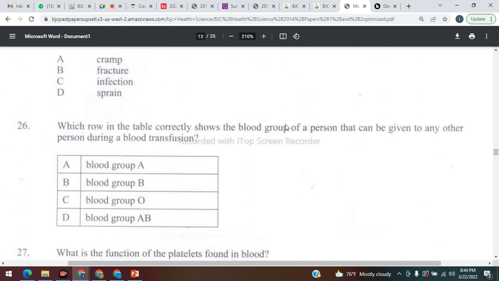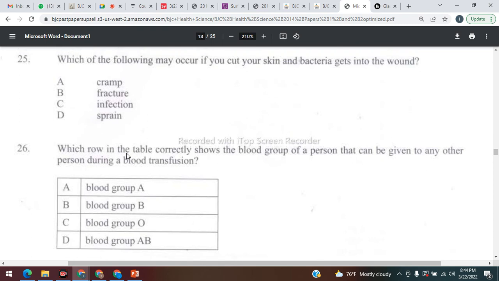Now, 26. Which row in the table correctly shows the blood group of a person that can be given to any other person during a blood transfusion? C. They could give to any other person, so that's O. The blood group O can give to any other person.